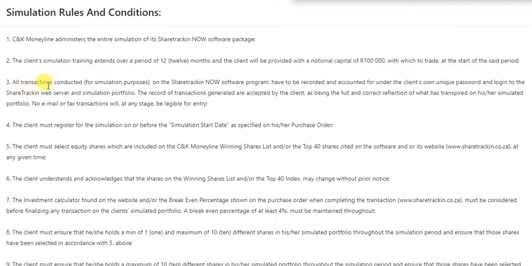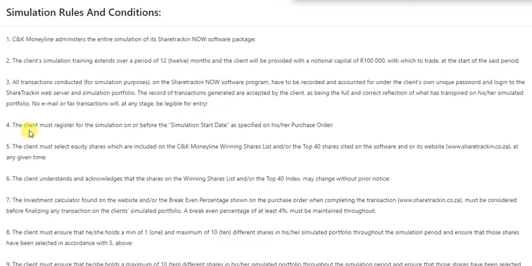3. All transactions conducted for simulation purposes on the ShareTracken software program have to be recorded and accounted for under the client's own unique password and log in to the ShareTracken web server and simulation portfolio. The record of transactions generated are accepted by the client as being the full and correct reflection of what has transpired on his/her simulated portfolio. No email or fax transactions will, at any stage, be legible for entry. Which means you are only allowed to buy and sell on your own portfolio and under no other client's details. We will not do any transactions on your behalf as stated. You are in full control of your own transactions.